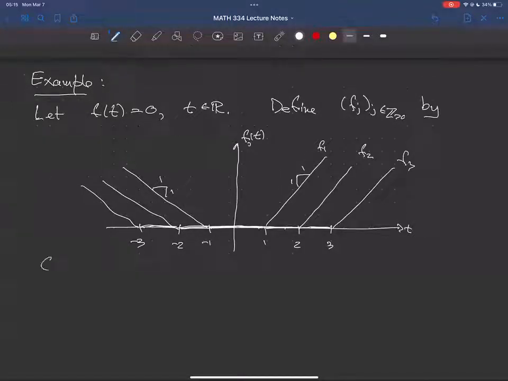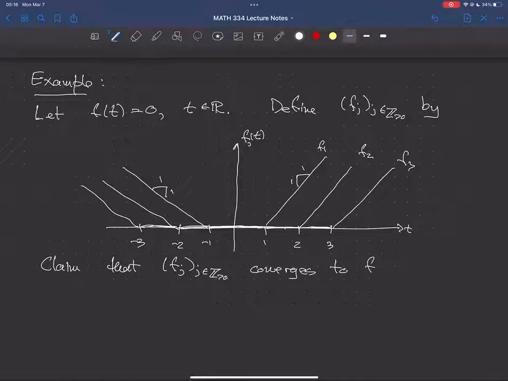All right, so I claim that this sequence converges to f, and remember f is just a 0 signal in any of these norms. Sorry, I should say it this way, in all of the spaces that I'm talking about. So C0 and L^p loc.